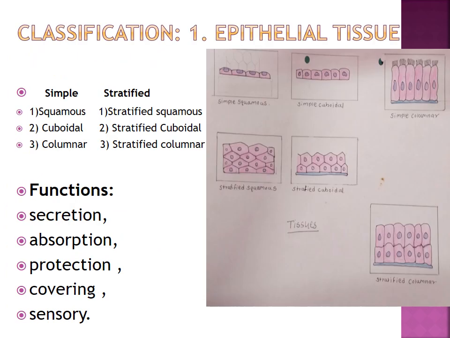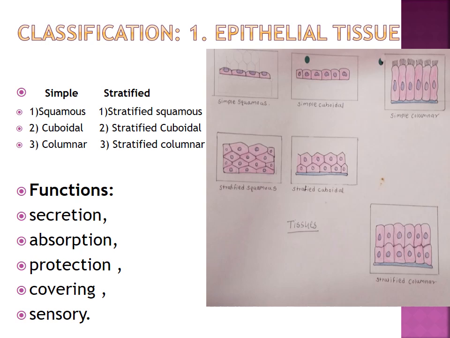So the function of epithelial tissue is mainly covering of the body, for example by skin, so protection, then covering of organs like liver, kidney, protection of body and organs. It is the main function of the epithelial tissue.